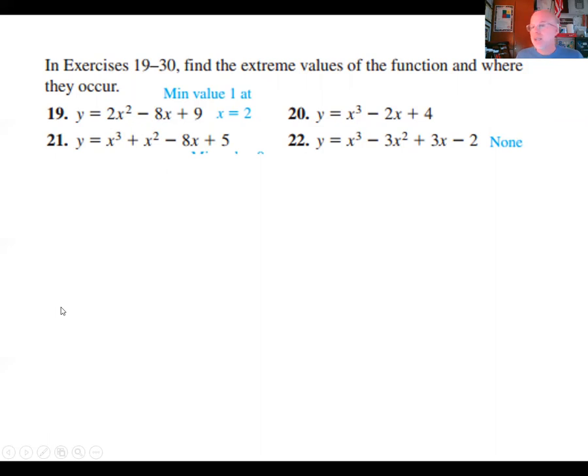How do you find it? Take the derivative, set it equal to 0, because at the base of that parabola, the slope is going to be 0. So these are going to be pretty easy. The last 4 are going to be a lot easier. Now remember, these cubic functions, I know what a positive cubic looks like, so use that to your advantage as well.